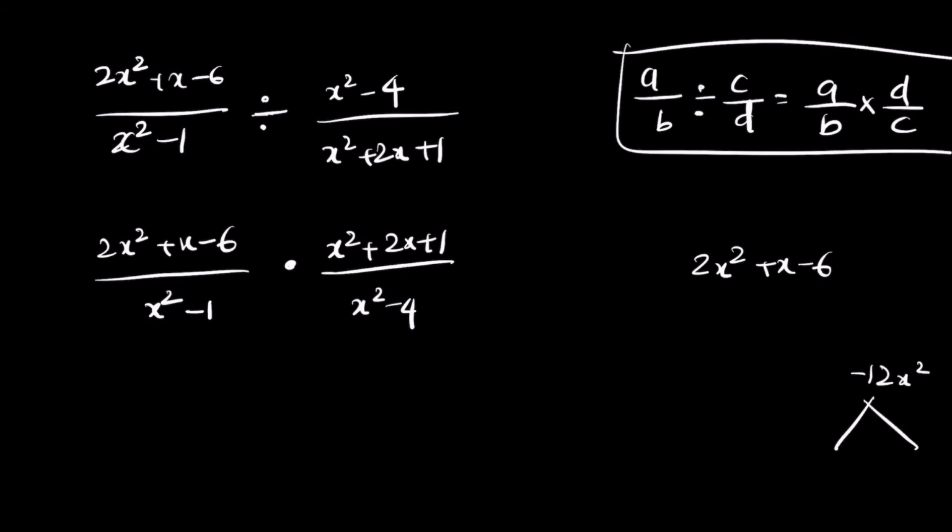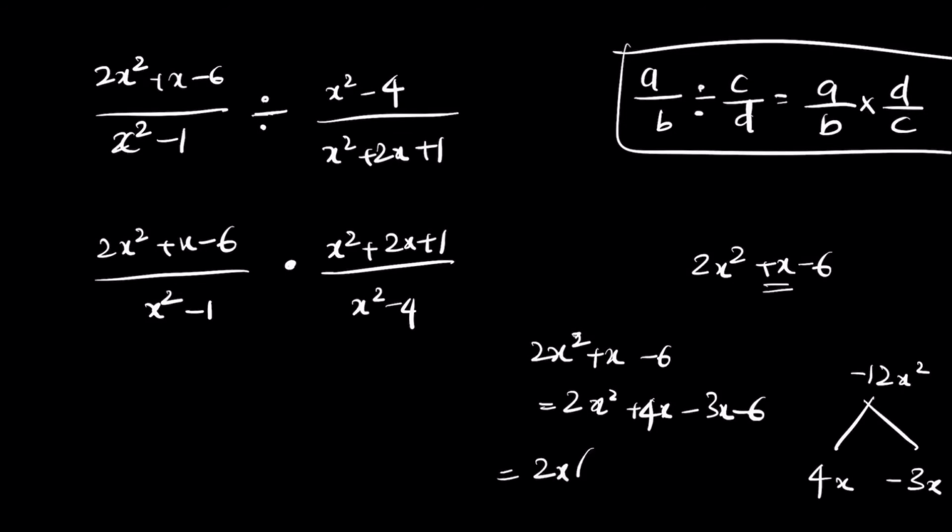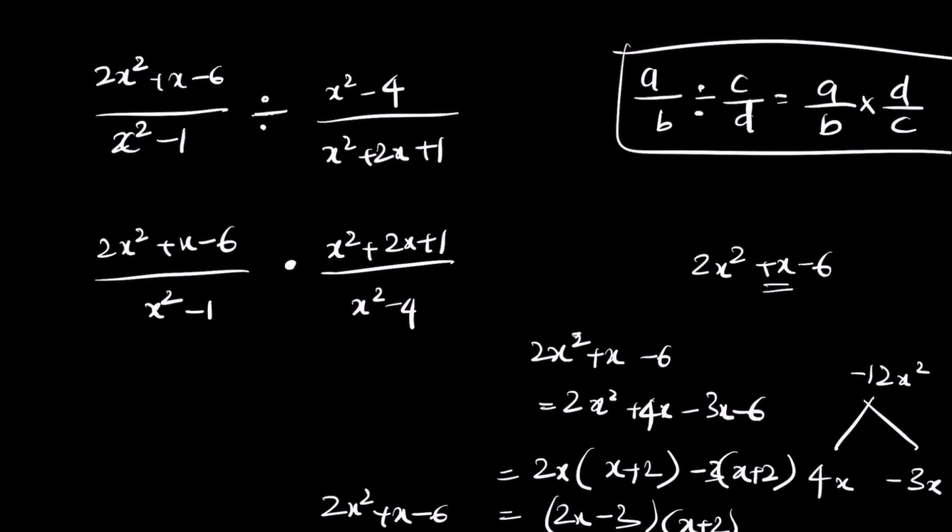So negative 12x squared can be written as 4 and minus 3. Notice that the plus x is there, so that's why you get 4 and minus 3. So you can replace it with 4x minus 3. So 2x squared plus x minus 6 can be written as 2x squared plus 4x minus 3x minus 6. Taking 2x out, you get x plus 2. Taking minus 3 out, you get x plus 2. So we have 2x minus 3 times x plus 2. So this is the factored expression for 2x squared plus x minus 6.